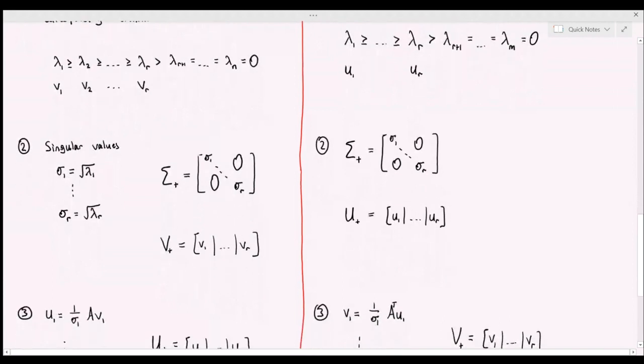So then what you'll do is you'll square root each of the positive eigenvalues to get the singular values. And then place the singular values along the diagonal to get the sigma plus matrix. And then take the orthonormal eigenvectors that you found and just put them into a matrix as columns to get the matrix V plus.